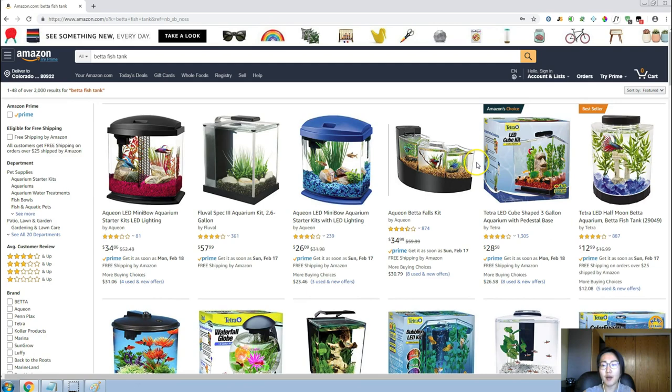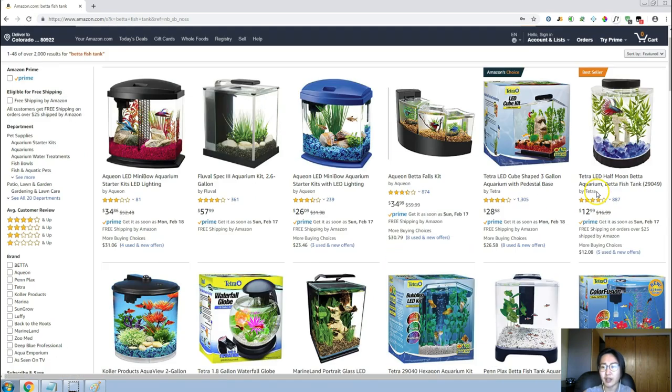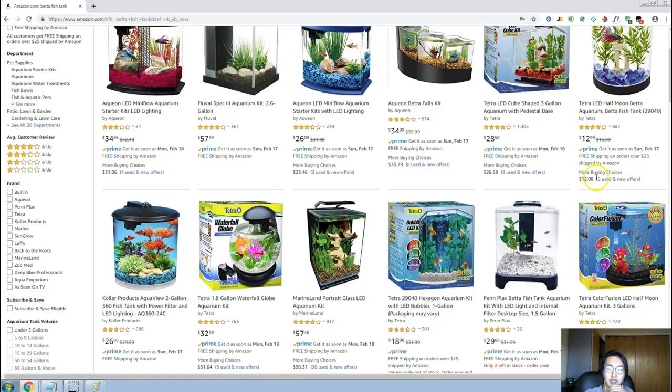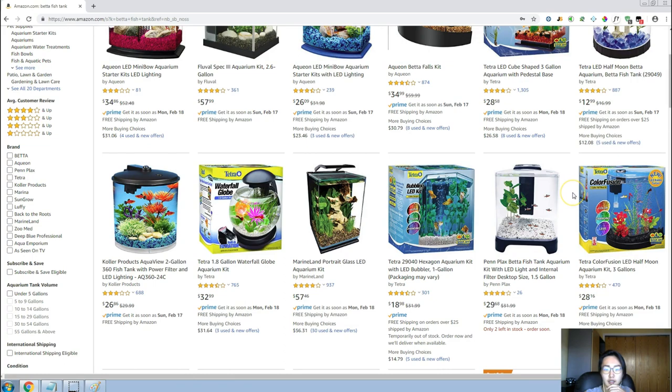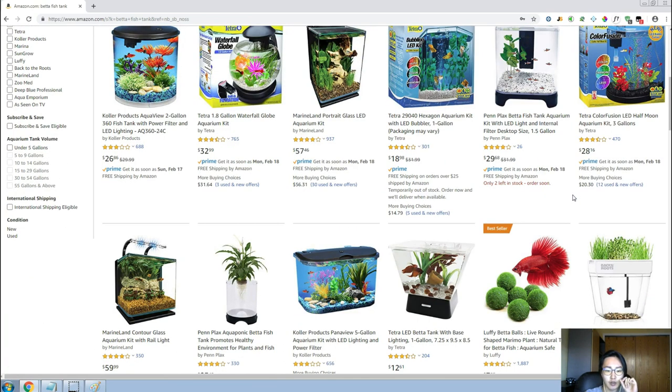You know, right off the bat, what I'm saying is, there's a lot of fancy stuff on here, right? What I'm kind of looking for is I just want a basic bro beta fish tank. I'm spending $5, $10 on this fish. Am I likely to spend $70 on a tank, $60 on a tank? Probably not. I want a basic bro tank. And maybe it's a little bit nicer than the ones that you get at the pet store.